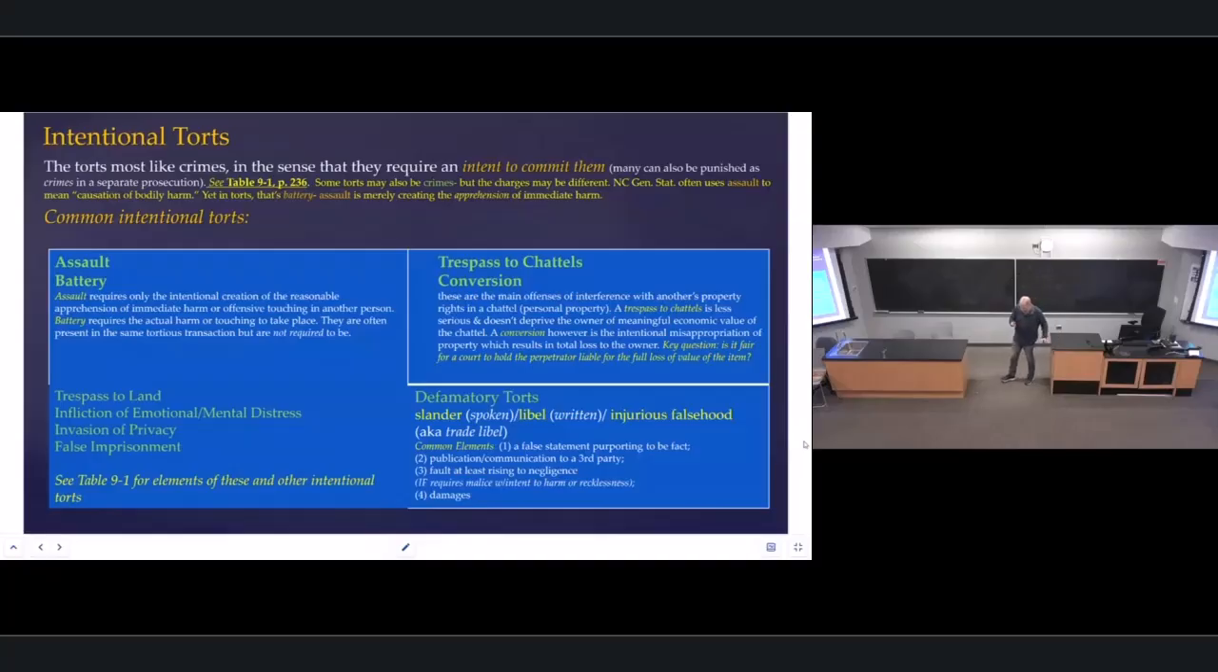And I would usually say, here's the but in this case it's an and. There's an extra condition. The interference is so significant that the non-owner of the property who interfered deprived the rightful owner of all of the value of the property permanently.